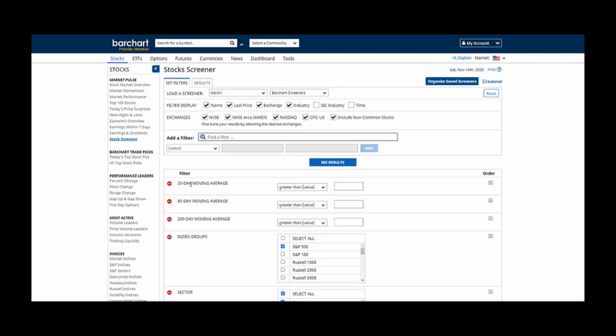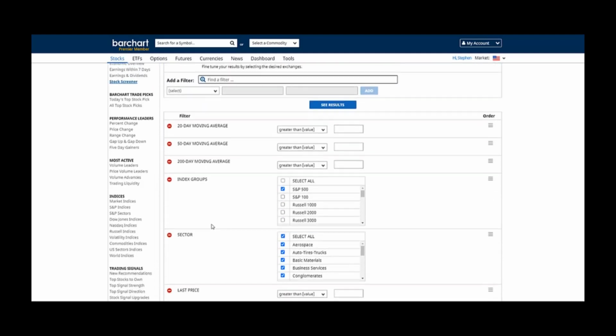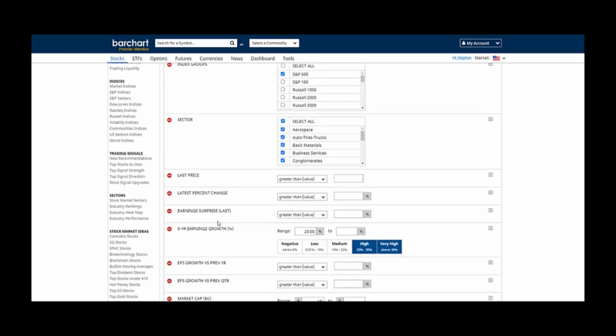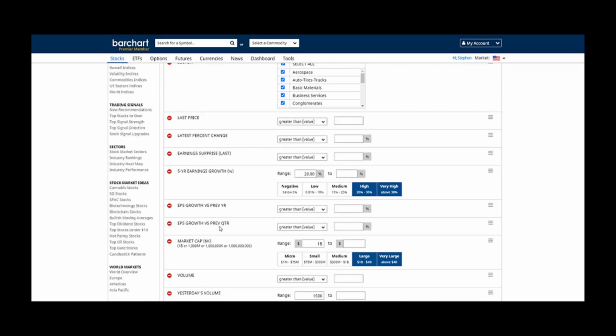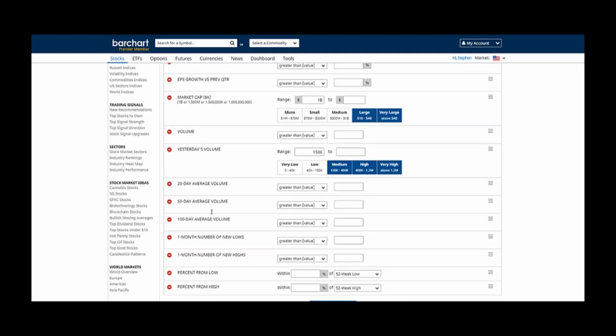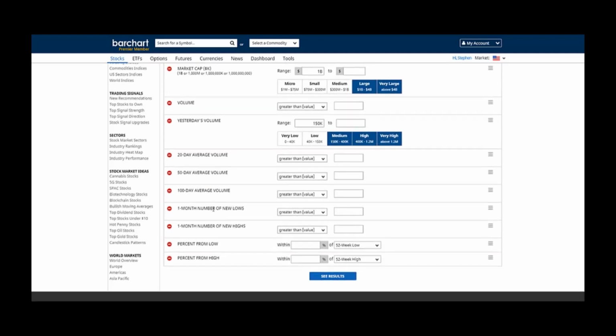For example, I've put 20, 50, 200 day moving averages in. I've got index groups, I've got sectors, price movements, and then we've got earnings surprise and 5-year earnings growth versus previous year, previous quarter, market cap, volume, average volume, because Darvas looked at that as well, highs and lows that the current stock has been pushing, and how far it is from its high and low.